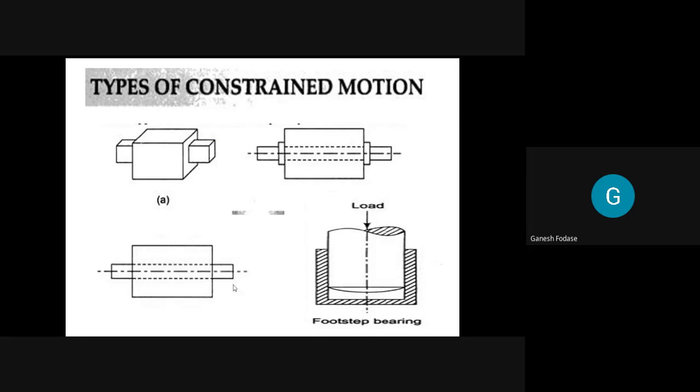So there are three types of constrained motion I discussed here. One is completely constrained motion, the other one is incompletely constrained motion, and the third one is successfully constrained motion.